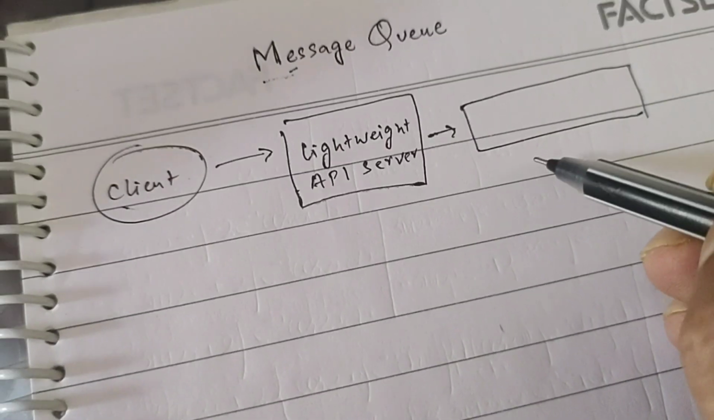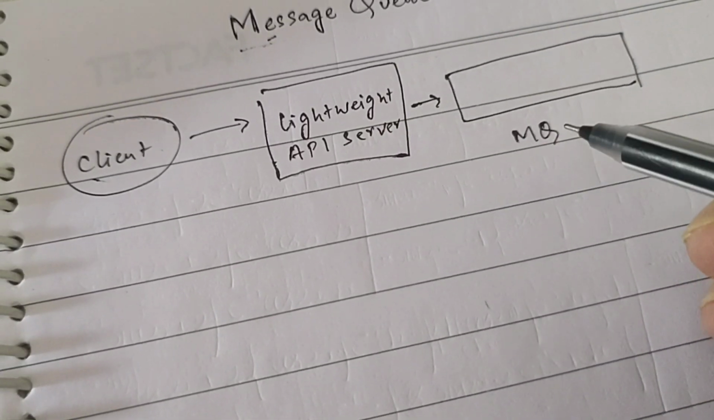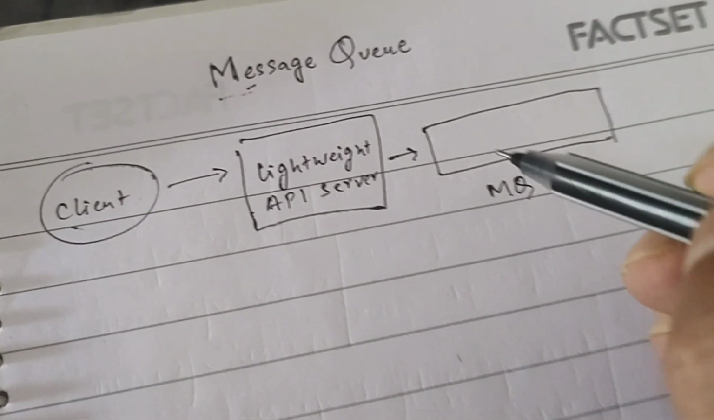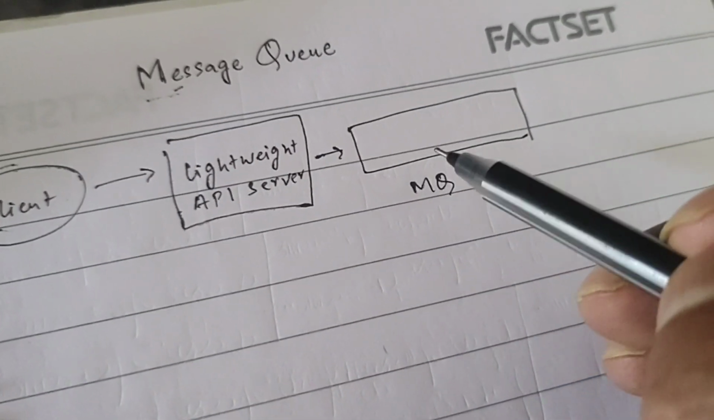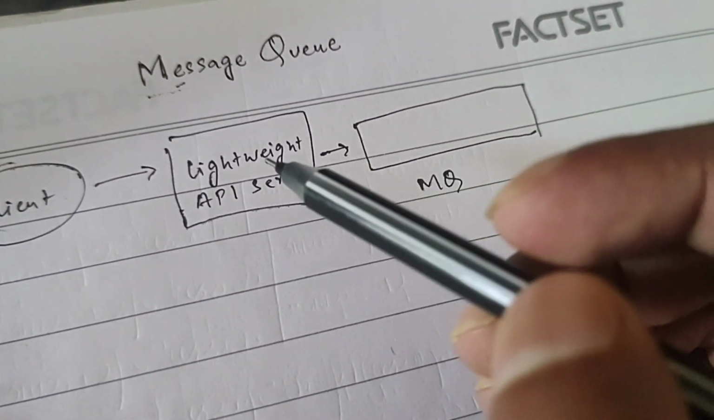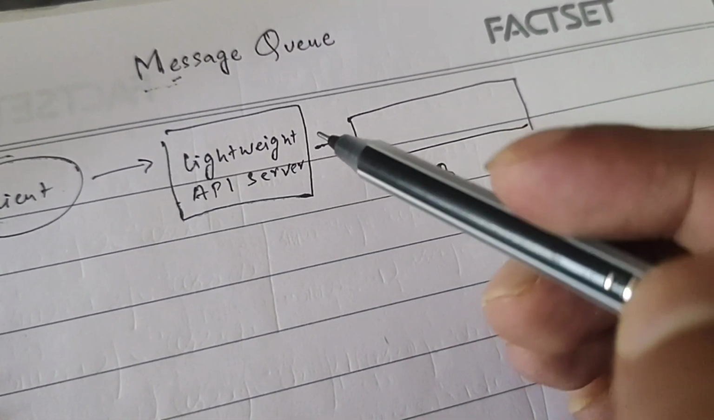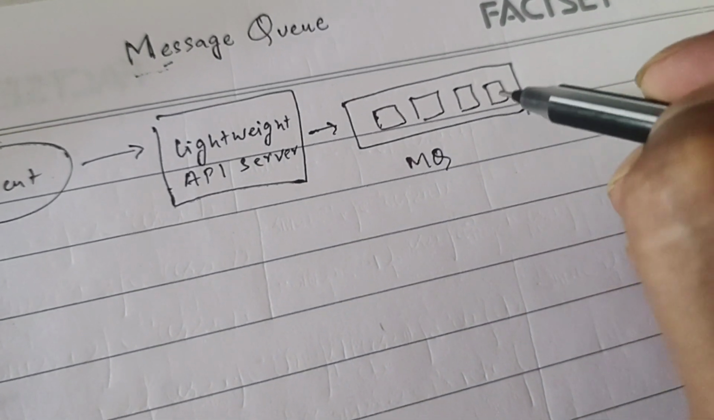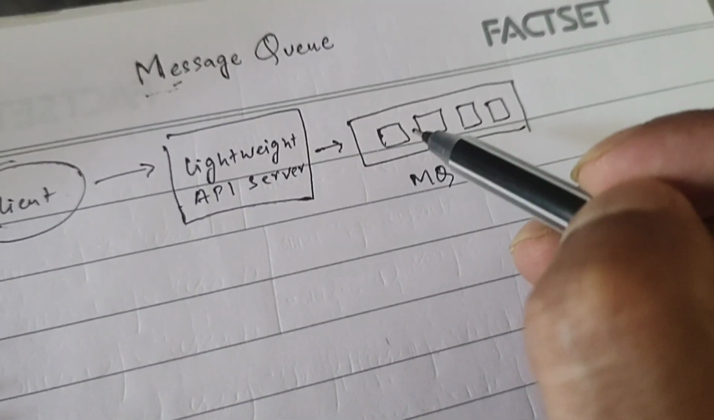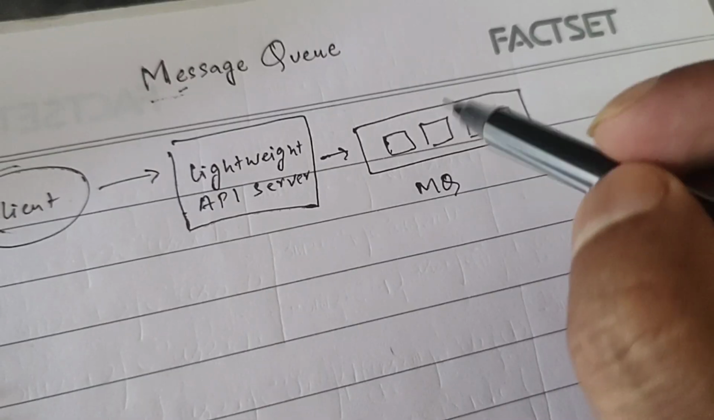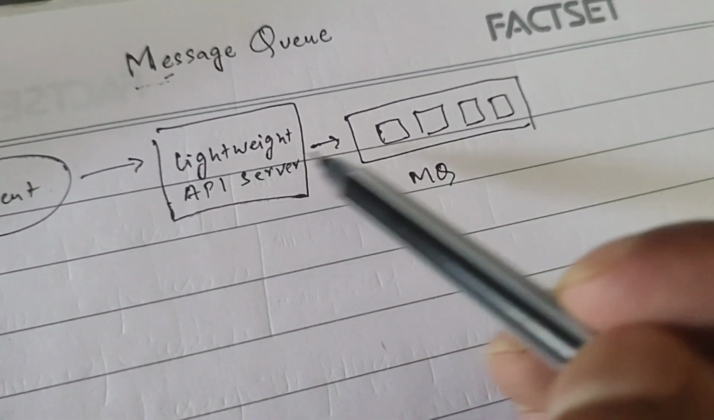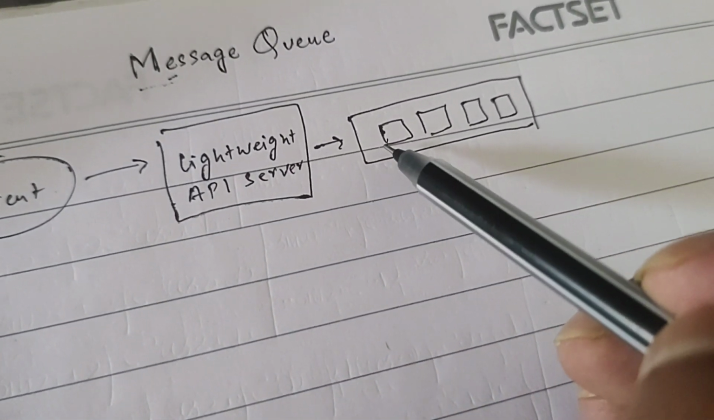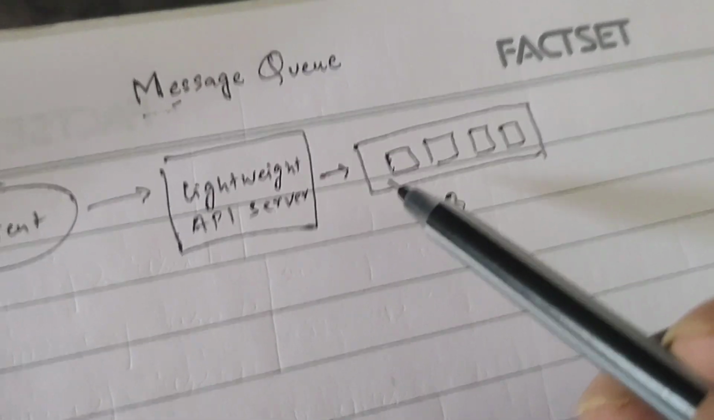So here we have this message queue. We will later understand how to implement this. Let's first look into the basics. Here we push our messages, which could be anything, like an object or any simple message. We push the data from the API server to the message queue to get it processed.